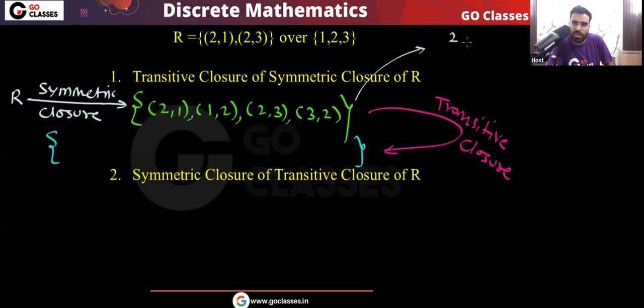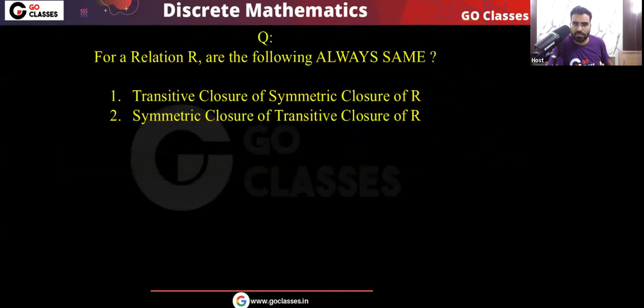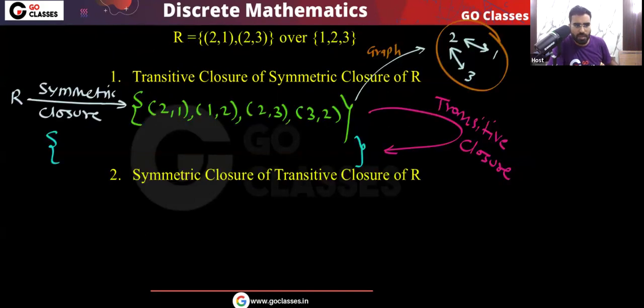For this relation, you can make the graph representation. From 2 to 1 there is an edge, from 1 to 2 there is an edge, from 2 to 3 there is an edge, from 3 to 2 there is an edge. Correct. So this is the graph representation. Now you can see what will be the transitive closure.